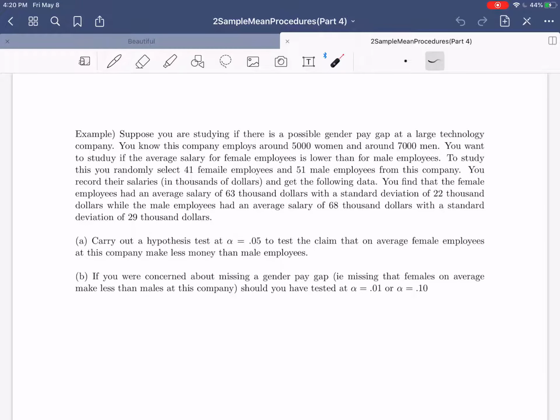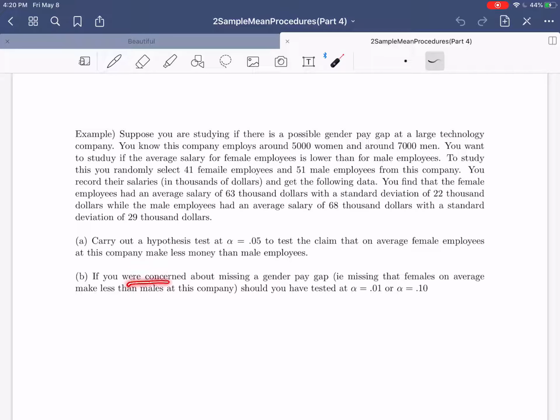So we're going to do two things with this. We're going to first carry out a hypothesis test at alpha equals 0.05, our standard level of significance, to test the claim that on average, female employees at this company make less money than male employees. Then we're going to do a little bit of error analysis.